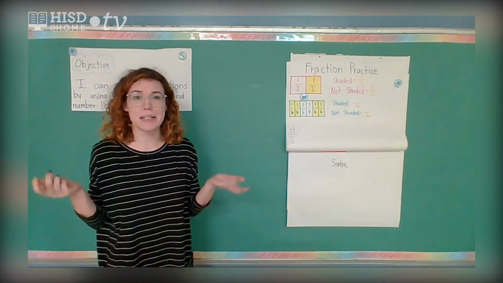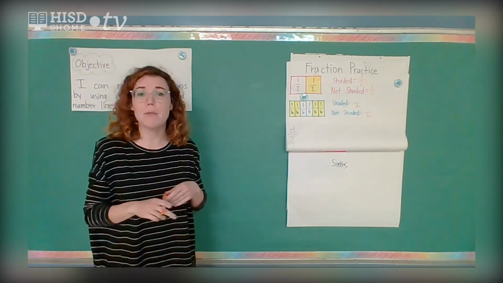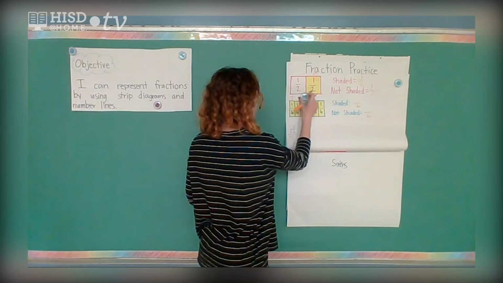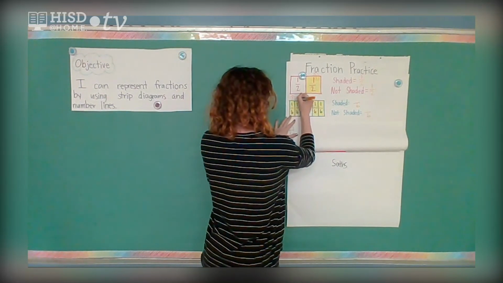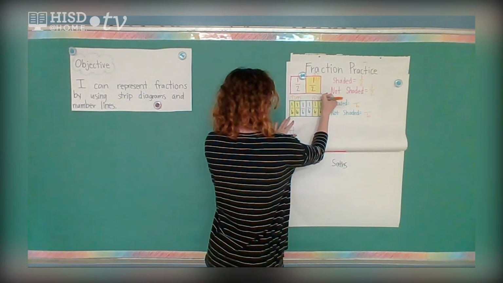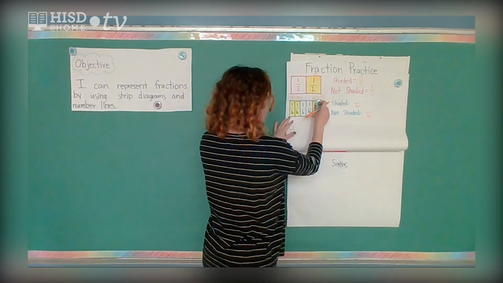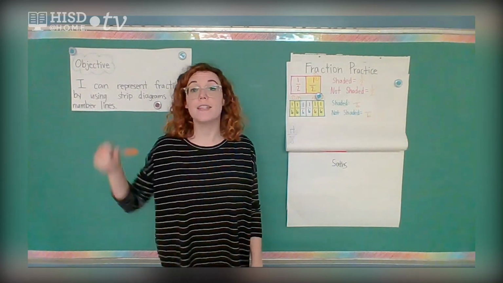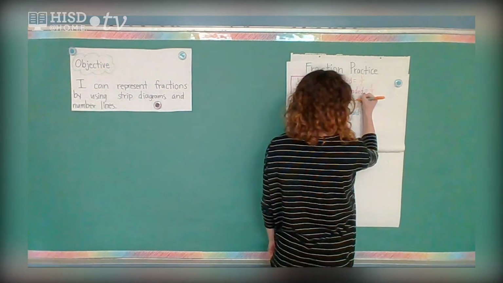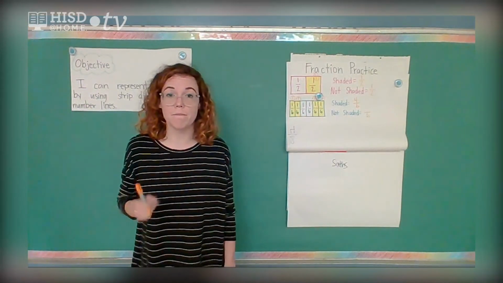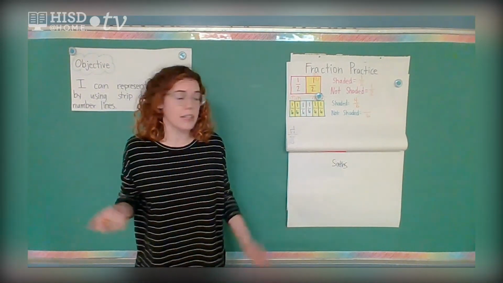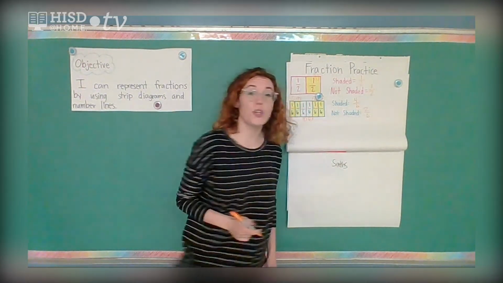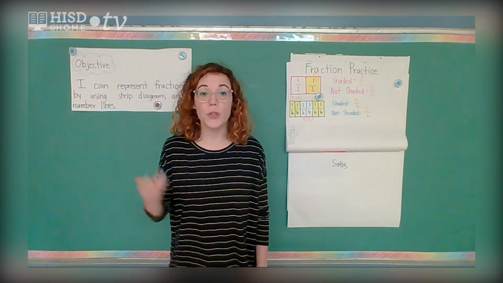Now, I'm going to start with shaded. It doesn't matter if you start with not shaded or shaded. I'm going to just physically count how many parts are shaded. 1, 2, 3, and 4. So 4 of these parts are shaded. So 4 parts of the 6, which would be 4/6. 4/6 are shaded. Now let's see how many parts are not shaded. 1, 2. So 2 of the 6 parts are not shaded, or 2/6.